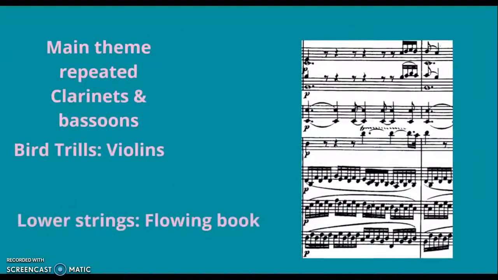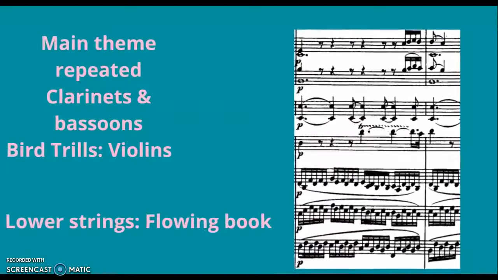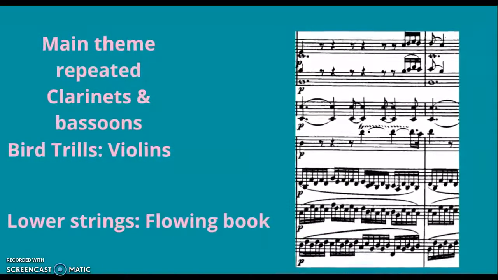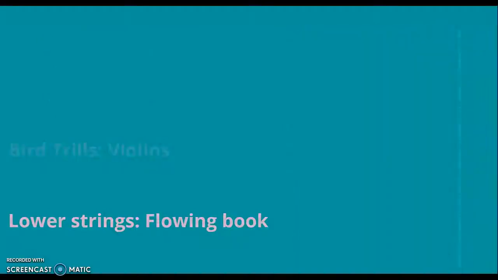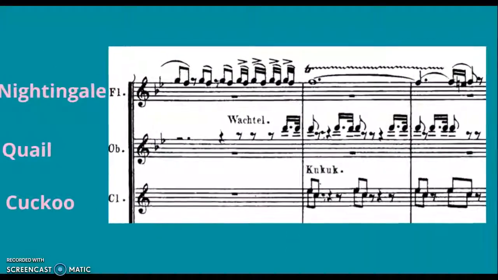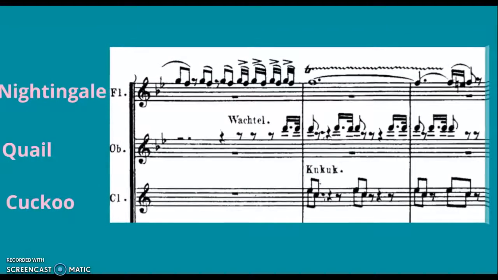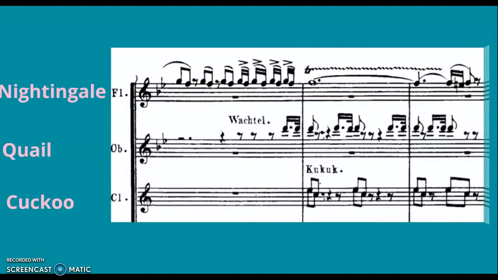The violins, which start the main theme, then have trills to imitate birds, while the lower strings continue to imitate the flowing brook, now in semiquavers. Toward the end is a cadenza for woodwind instruments that imitate bird calls. Beethoven identified the bird species in the score: nightingale, quail, and cuckoo.